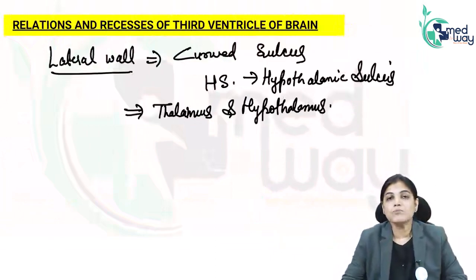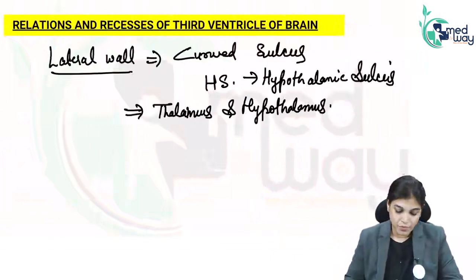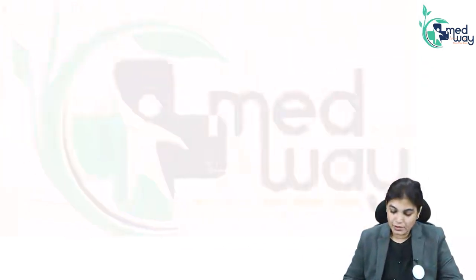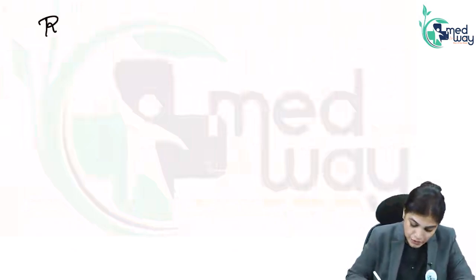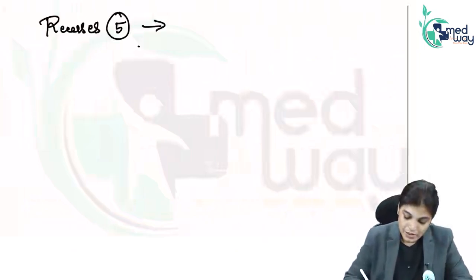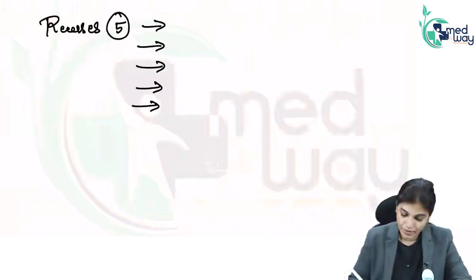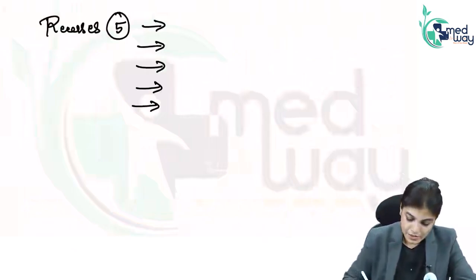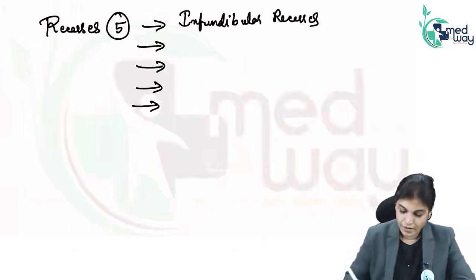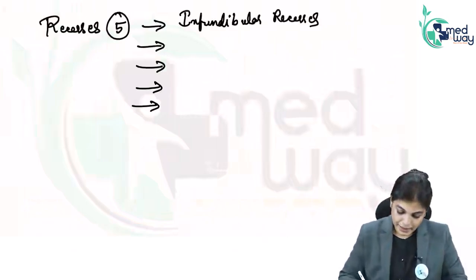So done with this, now it is important to know the choroid plexus formation. And if we talk about the recesses, you just have to know them. Five important recesses are there in the third ventricle, and we have the following: the infundibular recess, and the chiasmatic or optic recess.